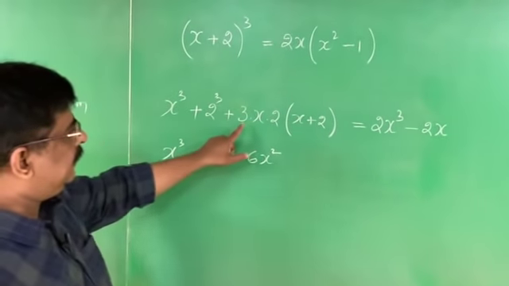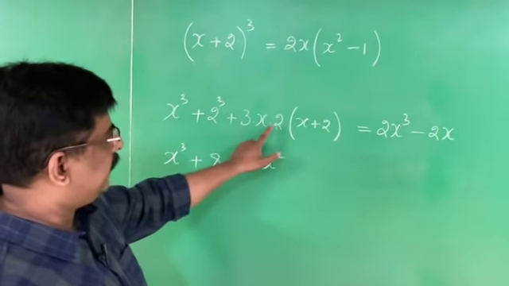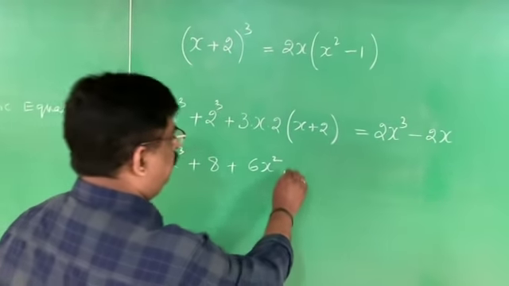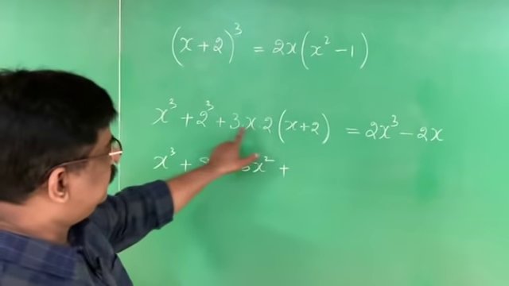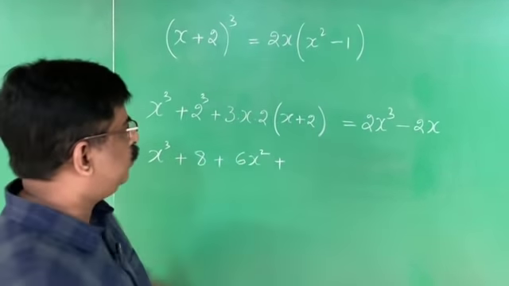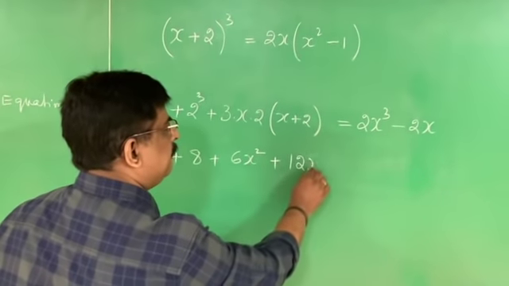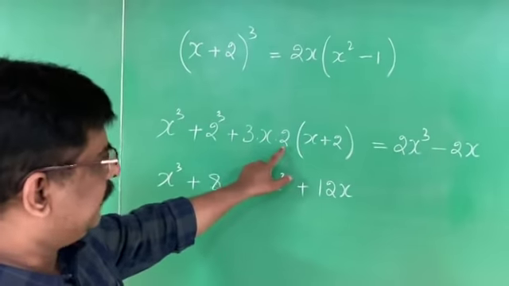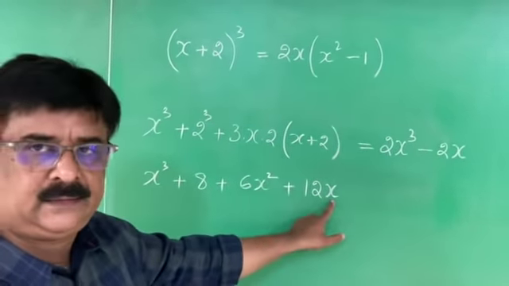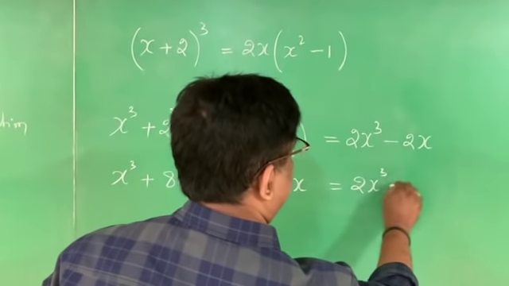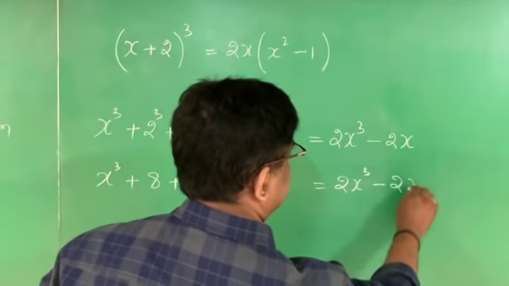I repeat once again, 3 into x, 3x, 3x into 2, 6x. 6x into x, 6x square. Plus, this is 6x, 3x, 2. 6x into 2, 12x. So we get 8 plus 6x square plus 12x is equal to 2x cube minus 2x.